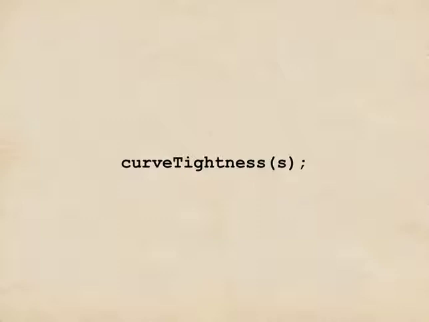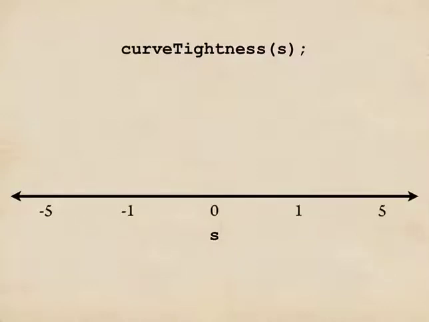To control the tightness of a curve, you simply call curveTightness before you draw the curve, like you would call fill or stroke. Notice that there's a capital T in the middle. curveTightness takes a single value. It's a floating point number, which here I'm calling S. As we've seen, changing the value of S changes how the curve appears.